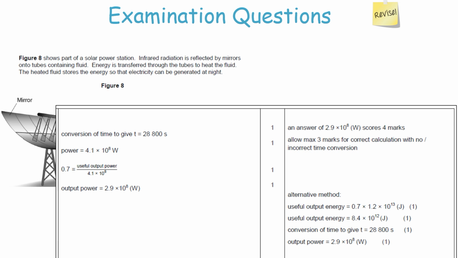Now we know that the efficiency is 70% or 0.7, so we want to use the equation efficiency is equal to useful power out over total power in. So we know that the efficiency is 0.7. When we use this equation we can't use percentages, we've got to use the decimal. So 70% becomes 0.7. So we then say 0.7 equals the useful output power over 4.1 times 10 to the 8. We then rearrange it to make output power the subject, and we get 2.9 times 10 to the 8 watts.